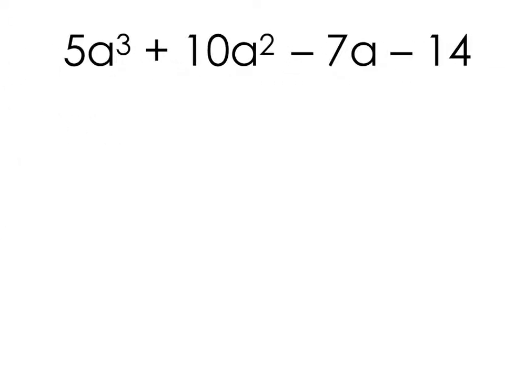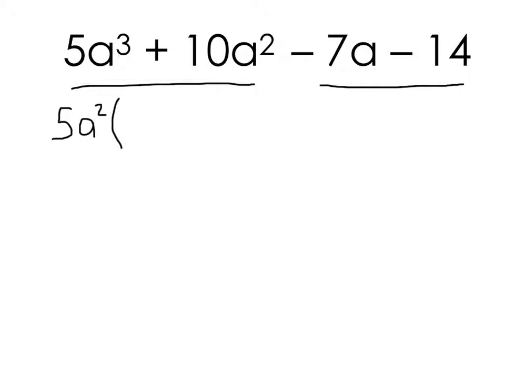Look at this one. Let's group the first 2 together and the last 2 together. So looking at the first 2, we're looking for the common factor. They both are divisible by 5. You have a squared. What do you have left when you factor out 5a squared? a plus 2.